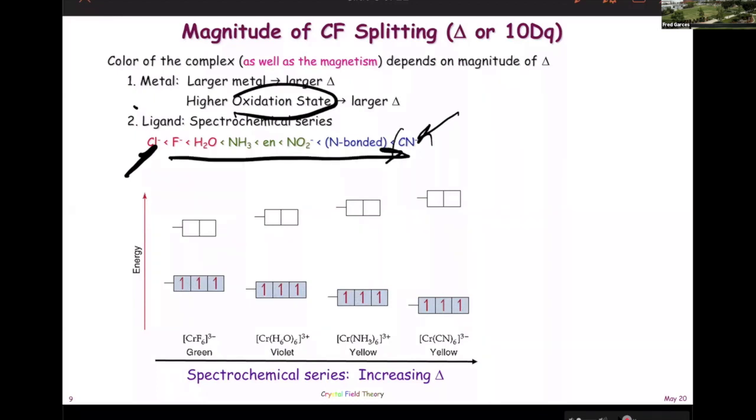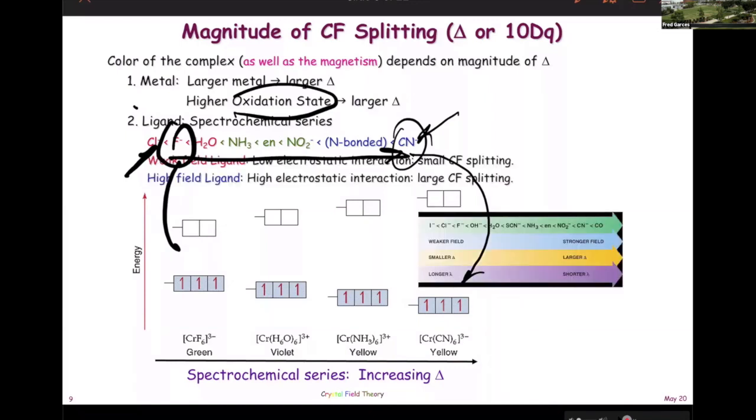Look at cyanide. It's all the way to the right. It gives you the largest splitting. Fluorine's all the way to the left. It gives you the smallest splitting. So that splitting will also give rise to what color these chemicals are.